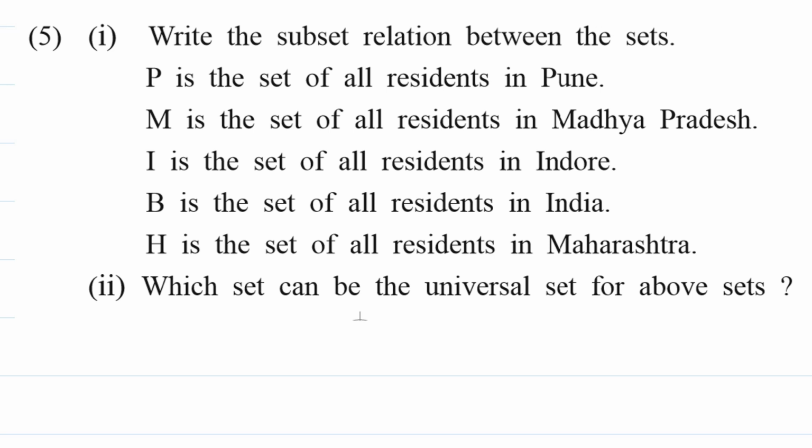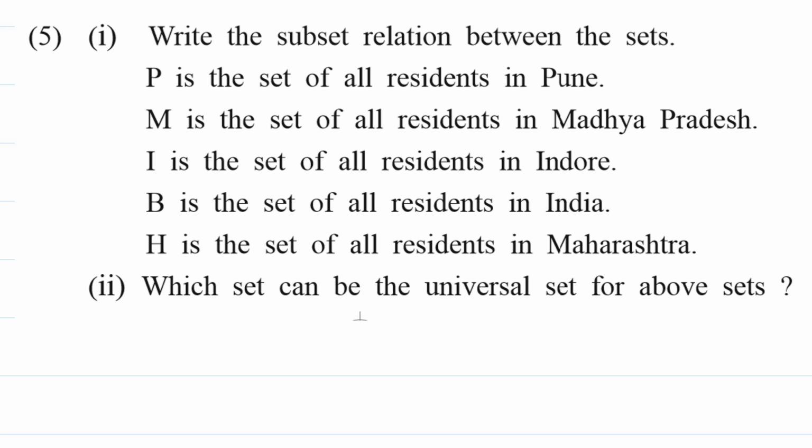Question number 5. Write the subset relation between the sets. P is the set of all residents in Pune. M is the set of all residents in Madhya Pradesh. I is the set of all residents in Indore. B is the set of all residents in India. H is the set of all residents in Maharashtra. Which set can be considered as universal set?